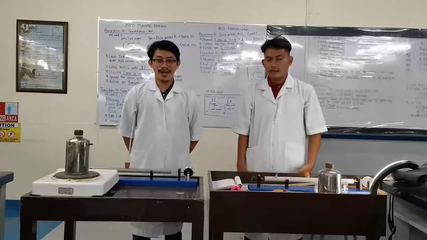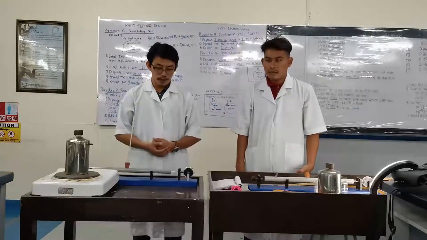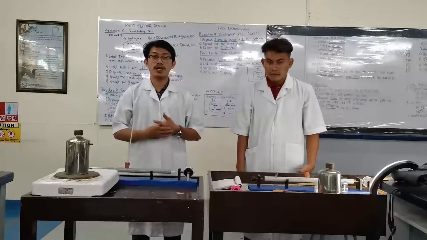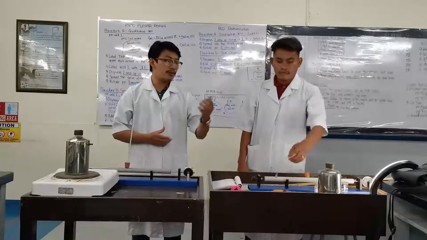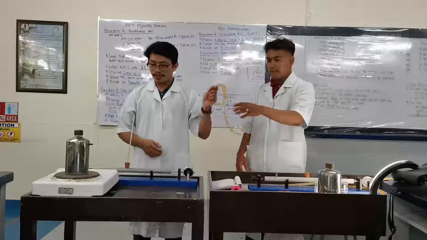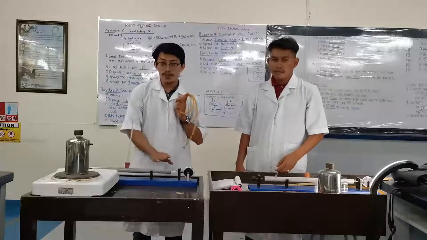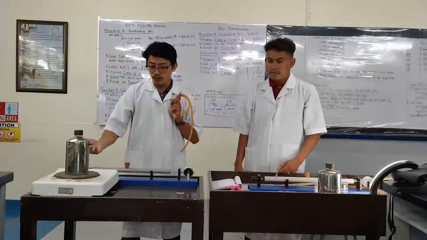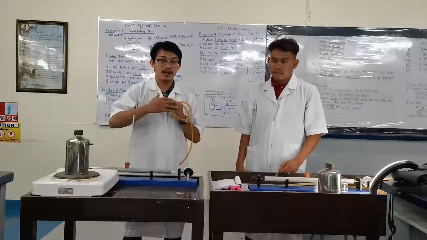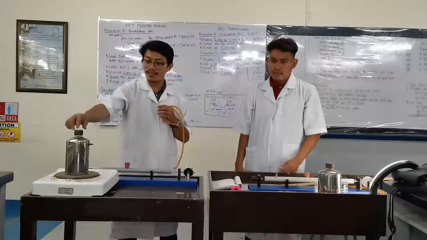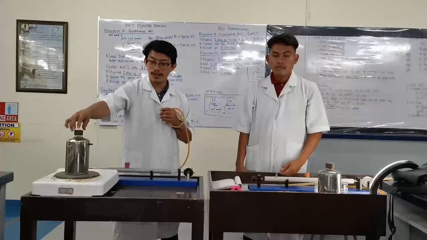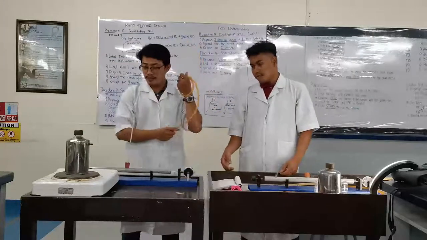On the other holes of our steam jacket, we are going to attach the rubber tubing. The purpose is that since we are going to heat the metal, the heat that will heat the metal is the steam from the steam boiler. So the steam will pass through here later.